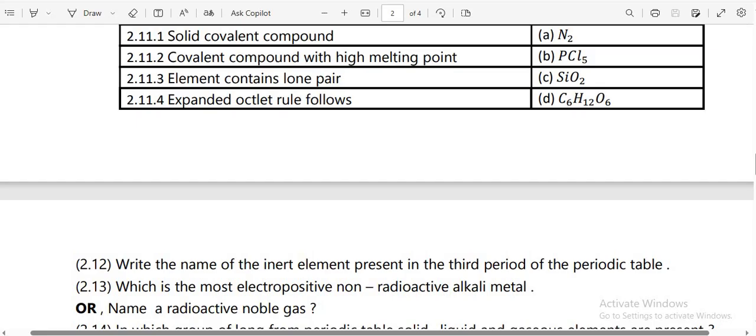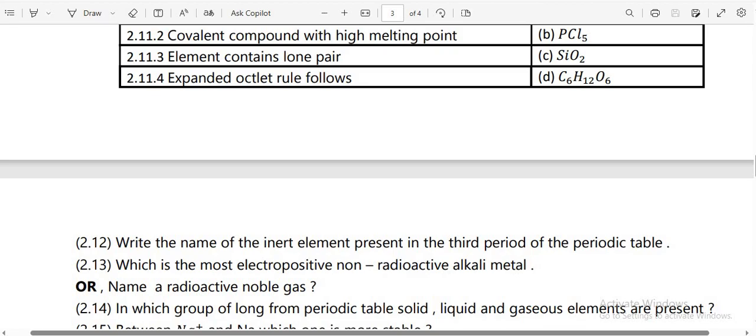2.13 Which is the most electropositive non-radioactive alkali metal? Or name a radioactive noble gas.